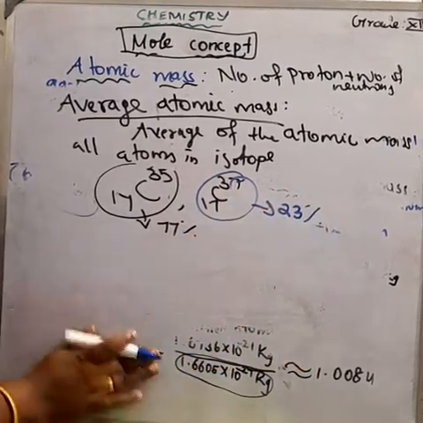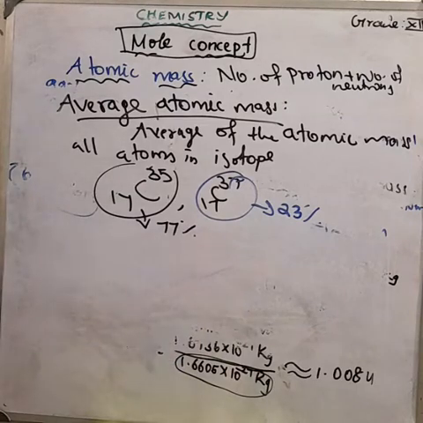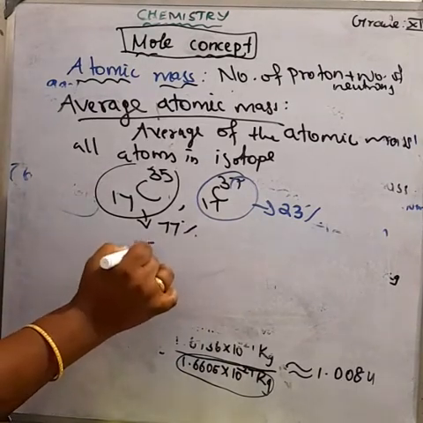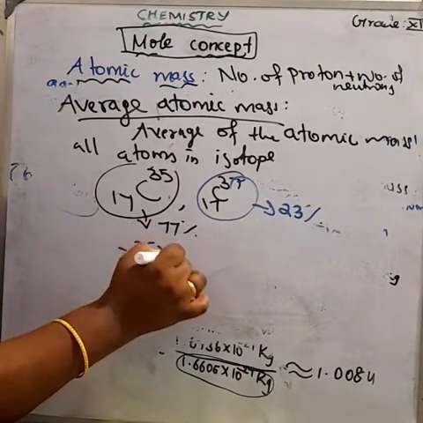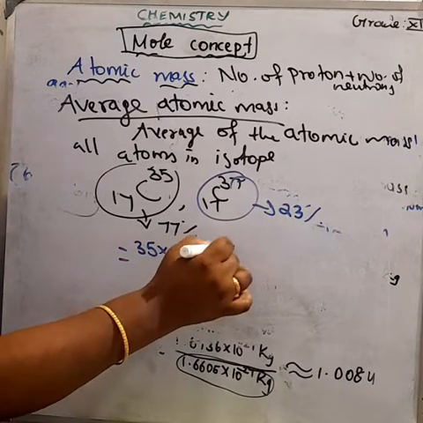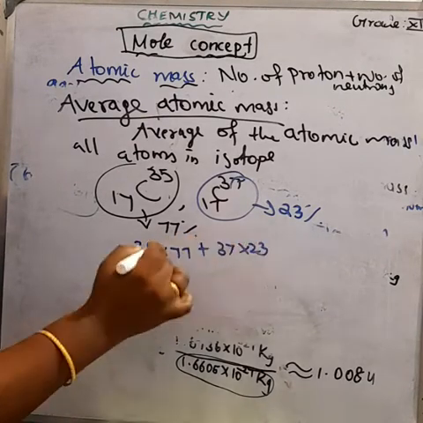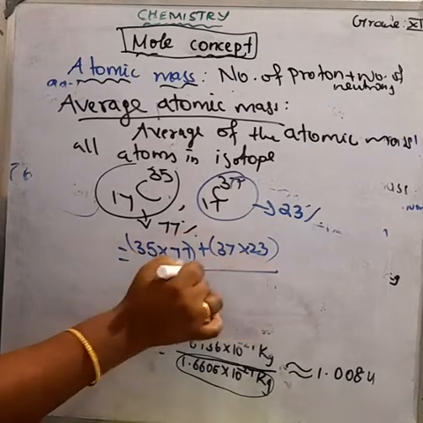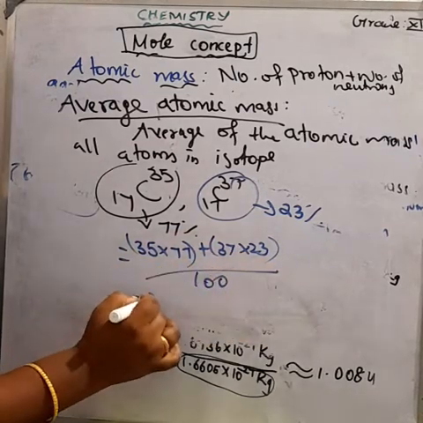So the average atomic mass is defined as (35 × 77 + 37 × 23) divided by 100, and we get 35.46 u. This is the atomic mass unit. So this is the atomic mass of the chlorine atom.